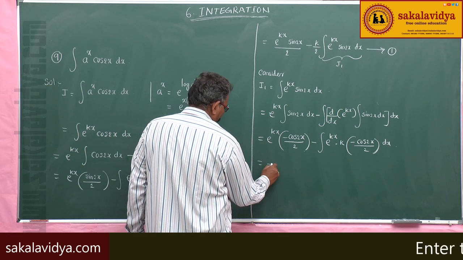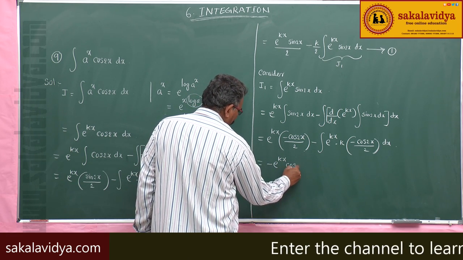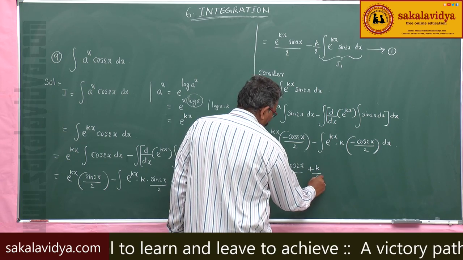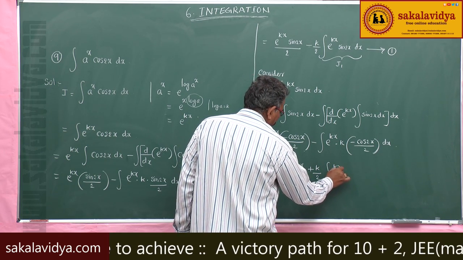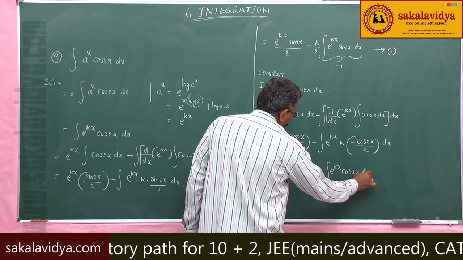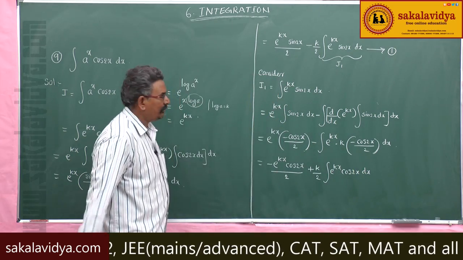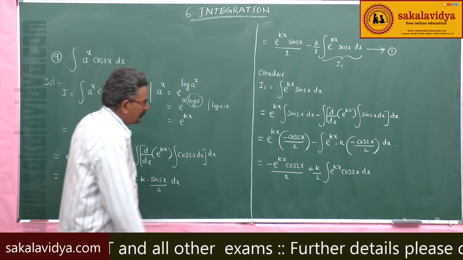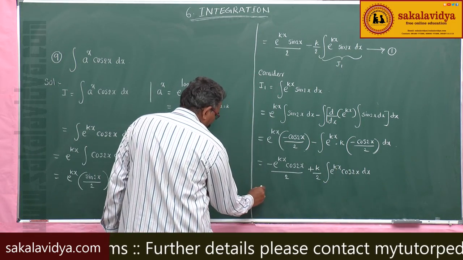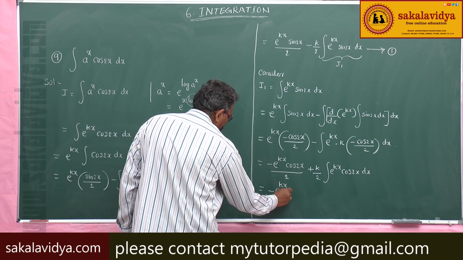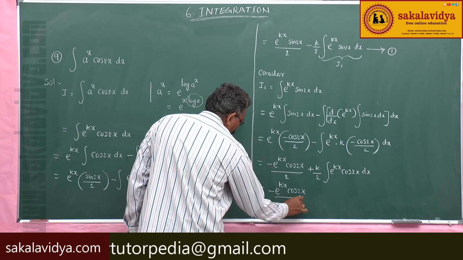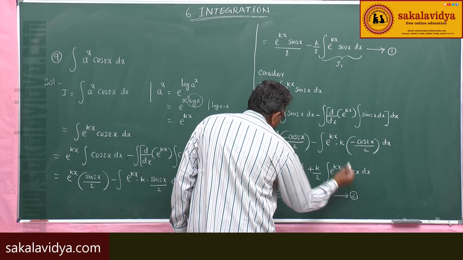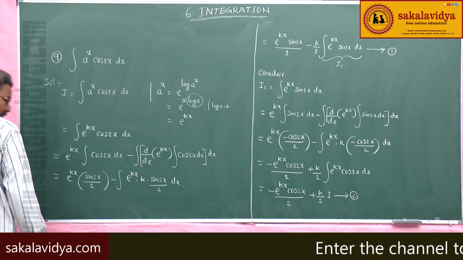Here, minus e power kx cos 2x by 2 plus k by 2 integral e power kx cos 2x dx. Again the same problem appears, that is nothing but integral e power kx cos 2x dx is I. So now this can be replaced by I. So minus e power kx cos 2x by 2 plus k by 2 I. Say equation 2. Now, from 1 and 2 we have to find out.